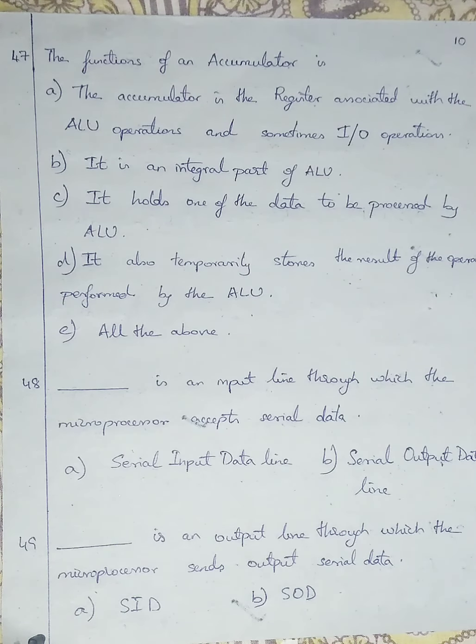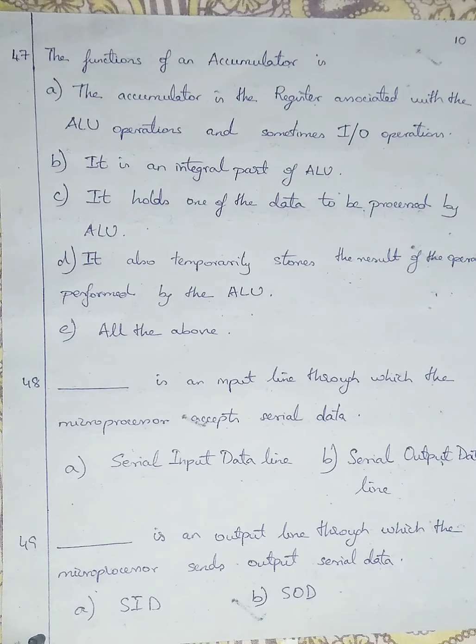The accumulator holds the result associated with ALU operations while performing addition, subtraction, and logic operations, and in input output operations also. For example, when we give an input command, it will be processed by the microprocessor, and sometimes the microprocessor will be doing some other command. In such a case, our accumulator stores the result of input output operations and ALU operations. So it is an integral part of ALU. In the ALU, the arithmetic and logic unit, we have the accumulator section. So it is an integral part of ALU.